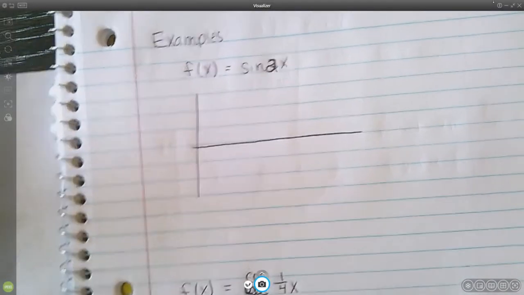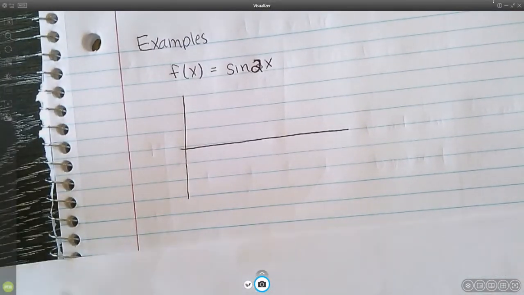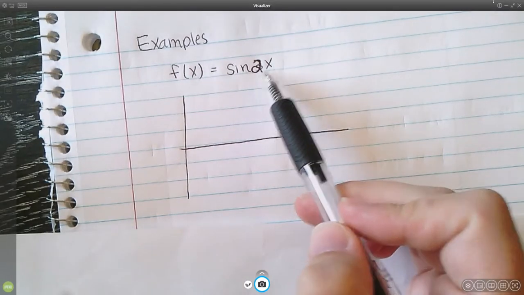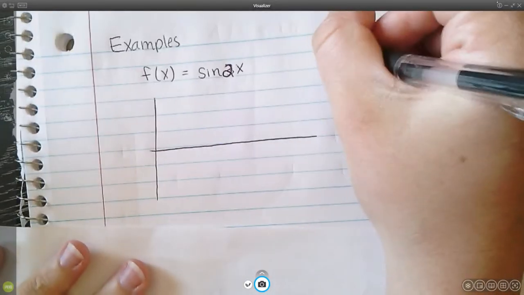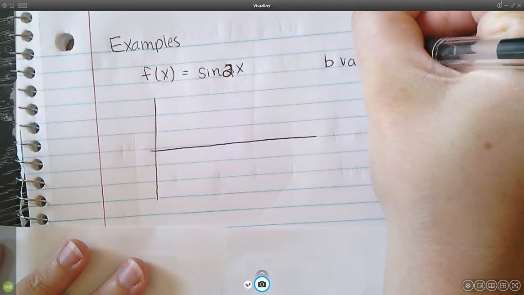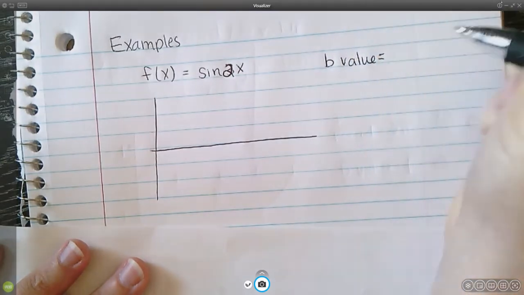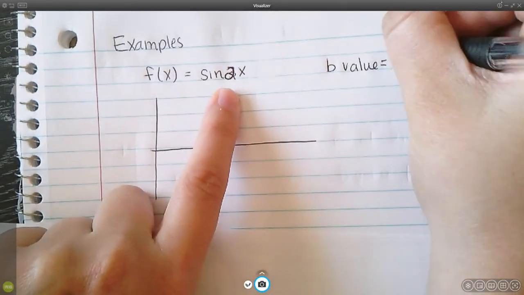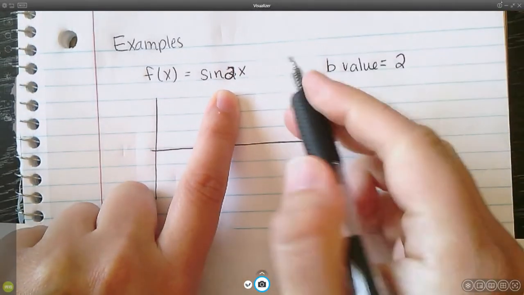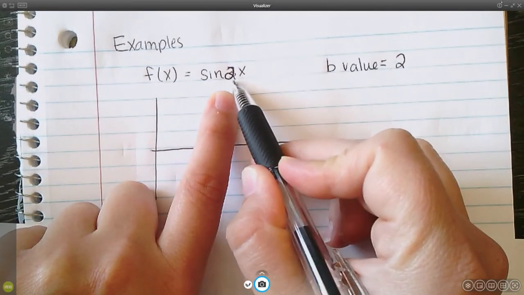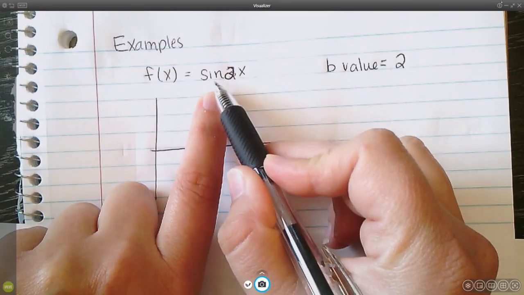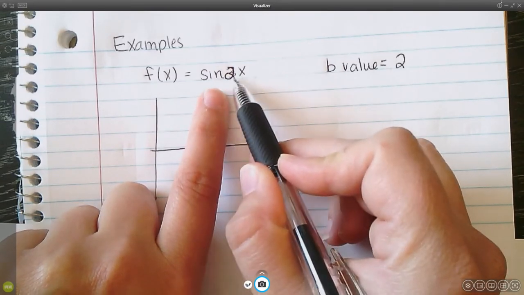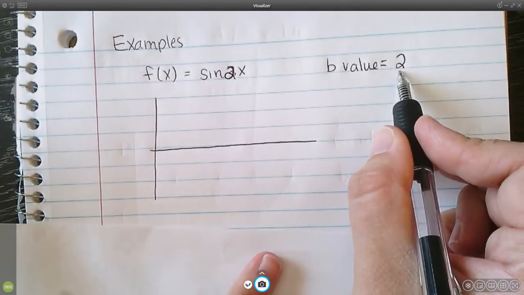So this first one here, if I want to graph sine of 2x, okay, the first thing we want to write down is our b value. Remember, b value is in your equation, so our b value is 2. The b value always comes right before the x, so it's in between your sine or cosine and the x. So this is your b value, which is 2.